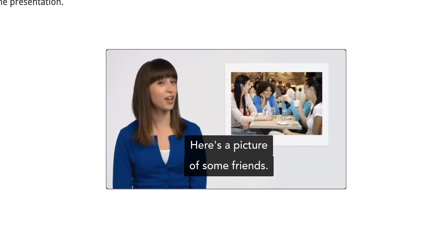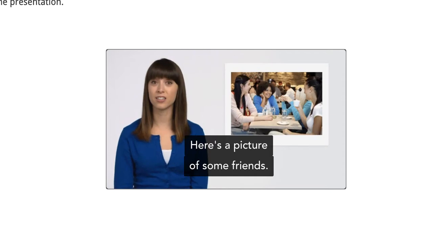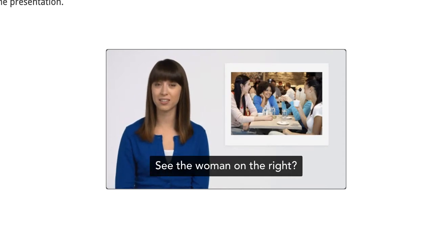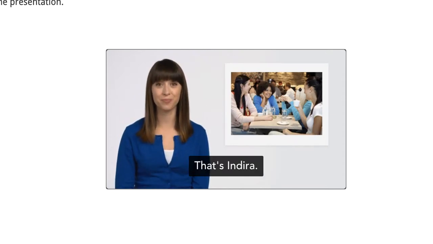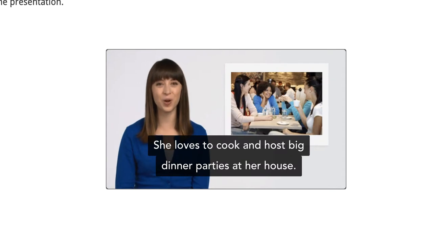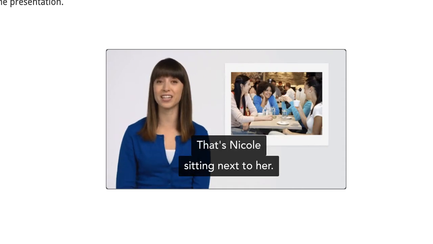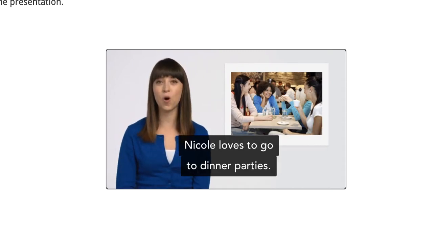Here's a picture of some friends. See the woman on the right? That's Endora. She loves to cook and host big dinner parties at her house. That's Nicole sitting next to her. Nicole loves to go to dinner parties.